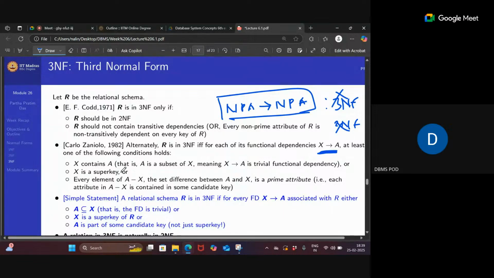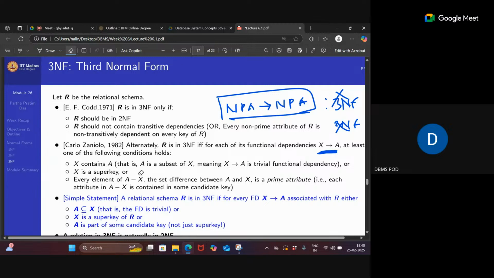If X contains A, that means A is a subset of X, which is a trivial functional dependency. So if we have something like employee ID, employee name determines employee name, this is trivial, no? It is trivial because employee ID and employee name together determining employee name is trivial, since employee name is part of our X. If this kind of thing exists, then this is a valid functional dependency to be in 3NF.